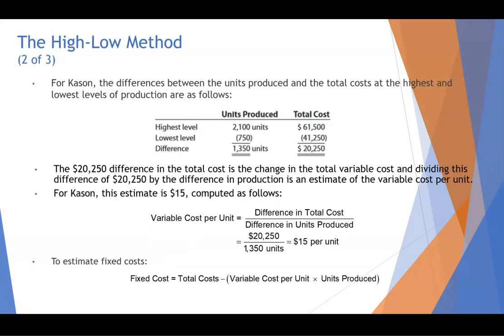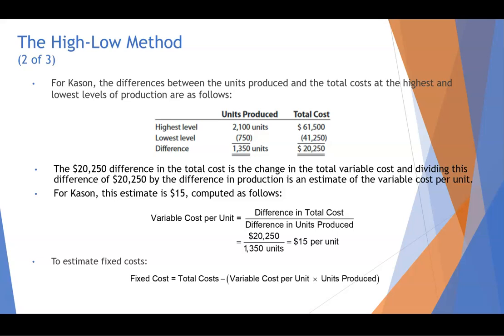So the number of units produced is our base, and the relevant range is the units produced between June and October. So here, the highest level of 2,100 units cost $61,500. The lowest level, 750 units, cost $41,250. That difference of 1,350 units had a difference in cost of $20,250. So we can take that variable portion.